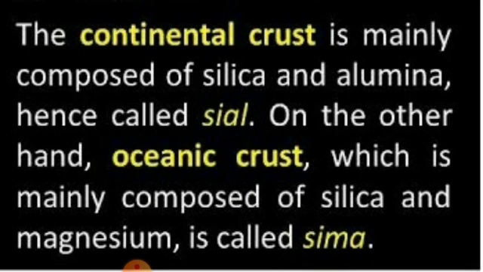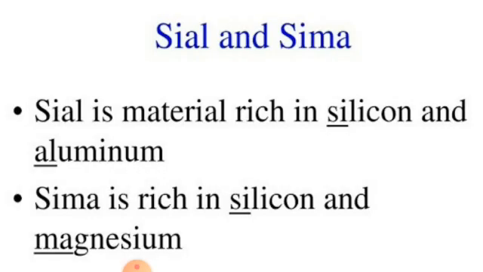So it came to be called Sial. On the other hand, oceanic crust, which is mainly composed of silica and magnesium, came to be called Sima. Why is it named Sial and Sima? The reason is Sial is a material rich in silicon and aluminium. From silicon, the first two letters have been taken, and from aluminium also the first two letters have been taken, and the four letters combined together are called Sial.